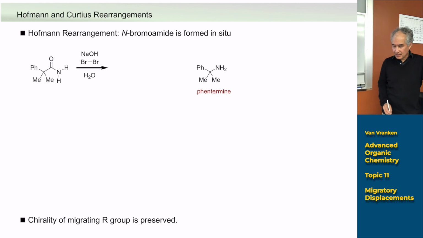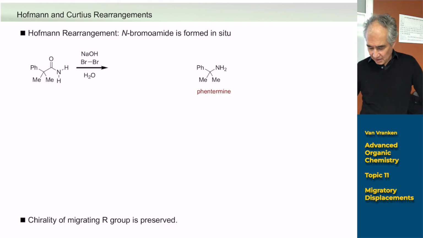So these are called the Hofmann and Curtius rearrangements. Let's go ahead and take a look at what's going on with that and how we get to an intermediate that looks a lot like that Curtius rearrangement. So how do you do this?